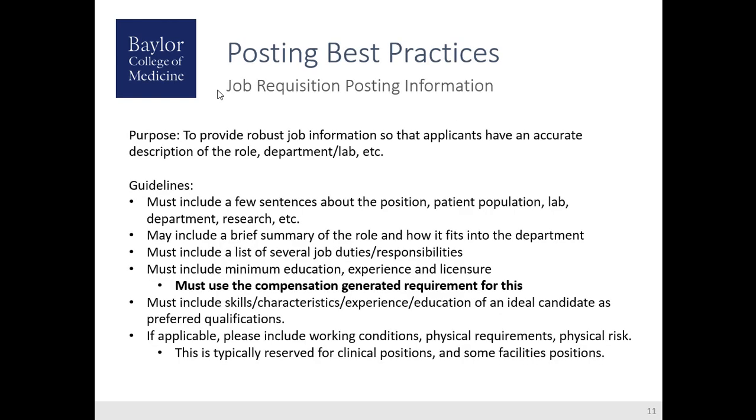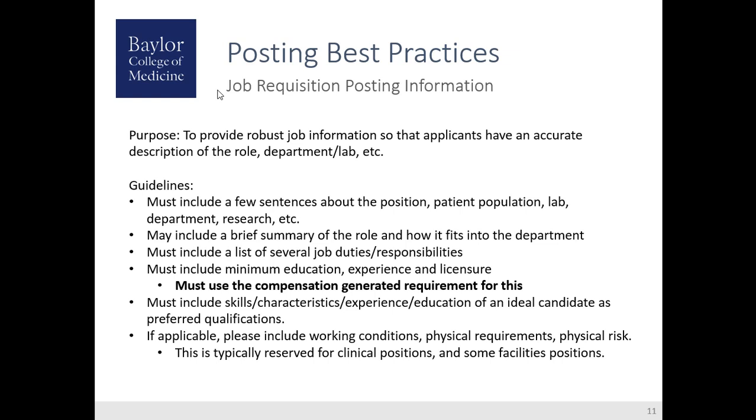Posting best practices. So we want to have a really robust job posting that gives applicants an accurate description of the role and the department so that it makes it inviting. Like, oh, I think I would like to apply for that position. So you want to give them just enough information to entice them to apply, but not so much information that they get bored with reading the posting.